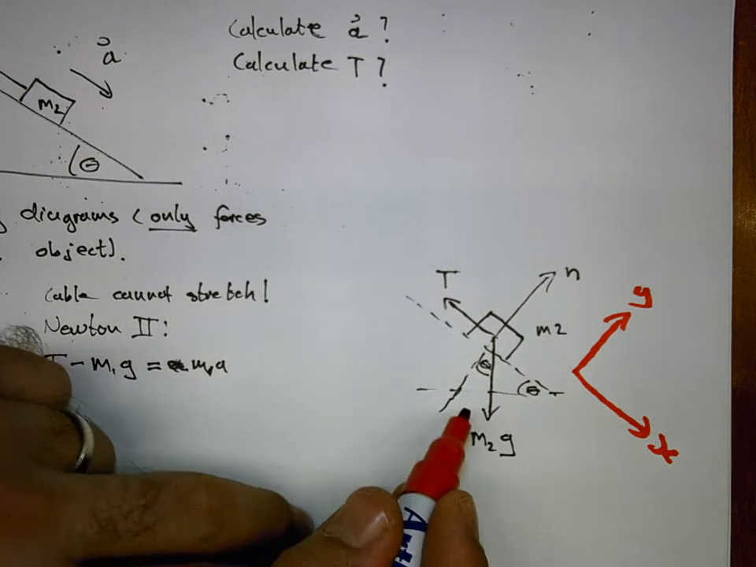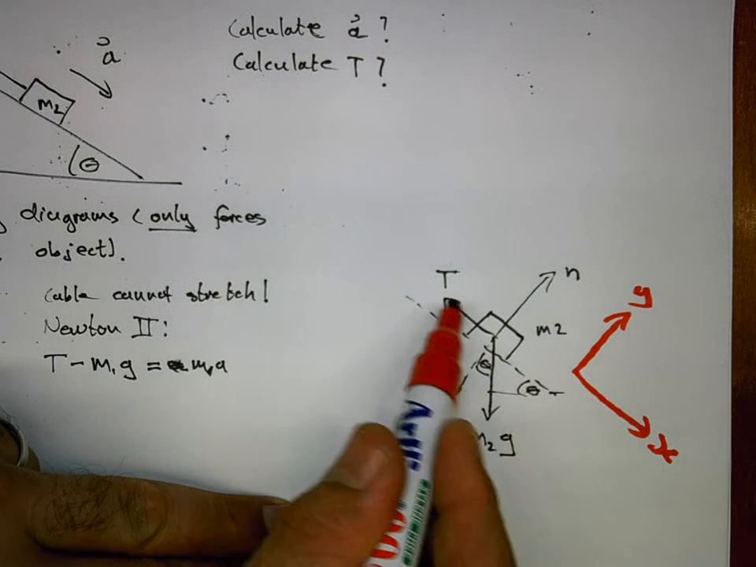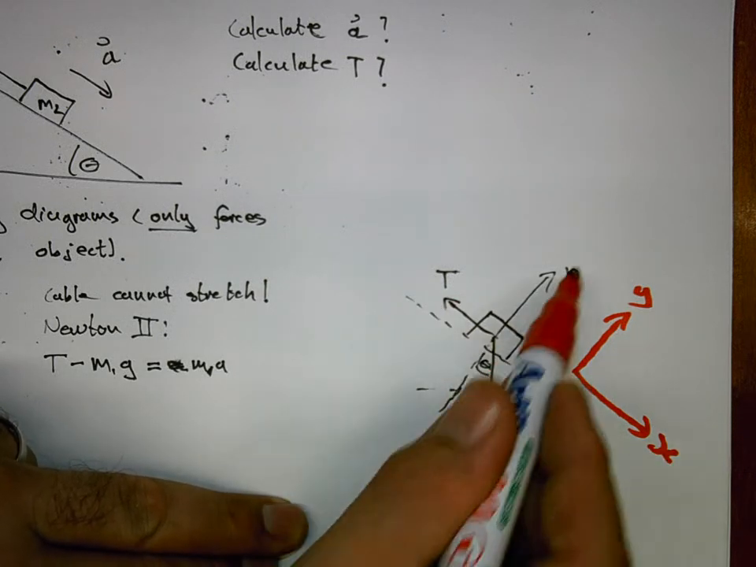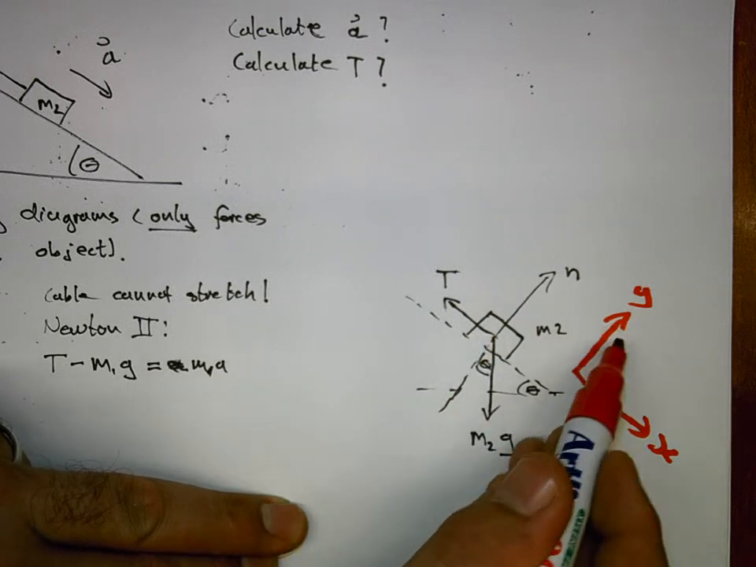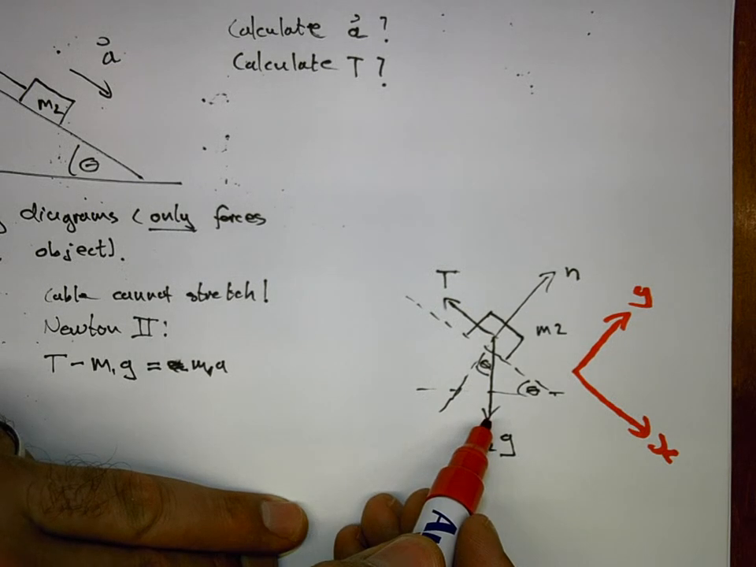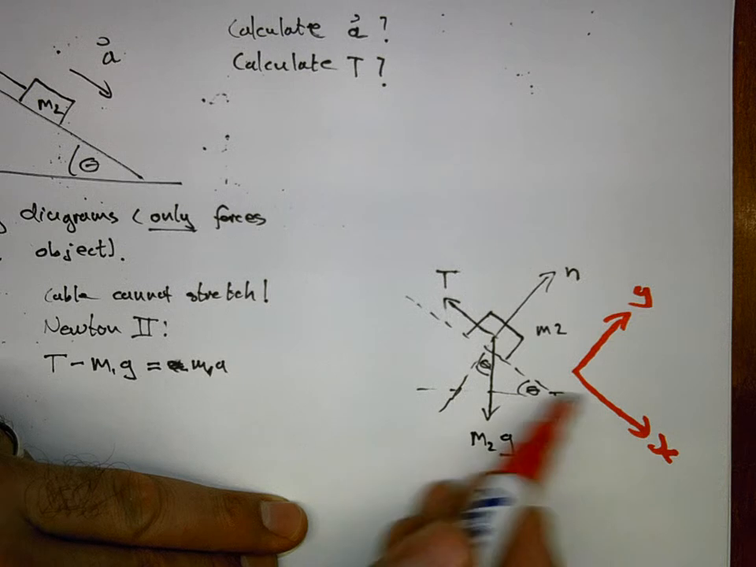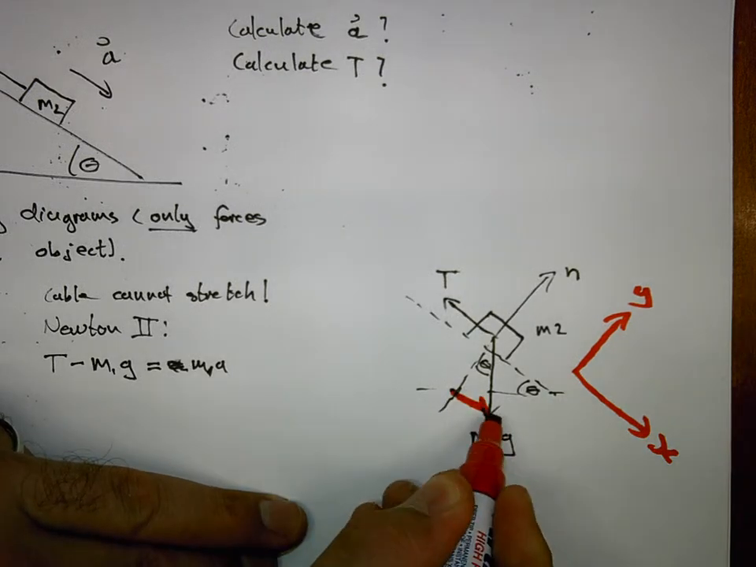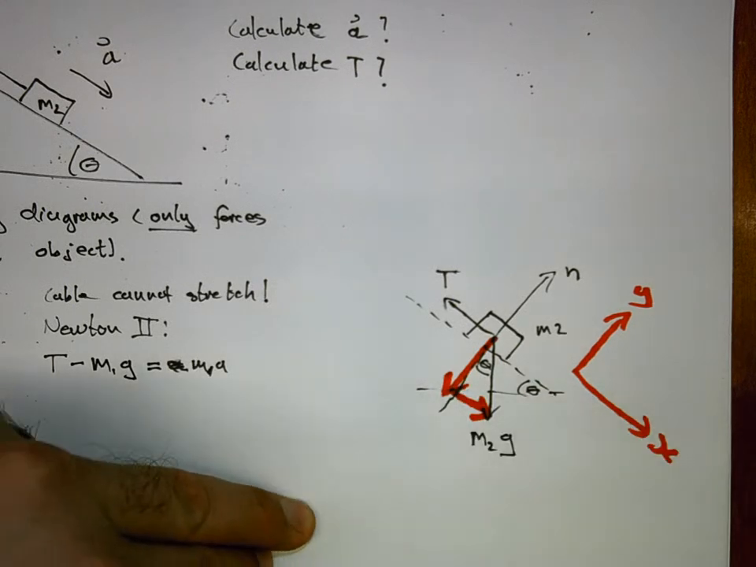This means the tension is now a force that's parallel to the incline, so the tension acts along the x-axis, so it's got only an x component. The normal force is perpendicular to the surface, so it's parallel to the y-axis, so that only has a y component. But the weight is now at an angle with respect to the x-axis, so it will have an x component that we can draw in over there, and it will have a y component that we can draw in over there.